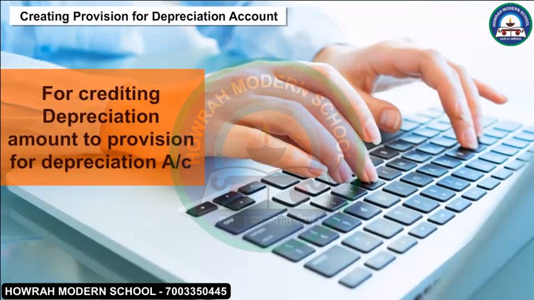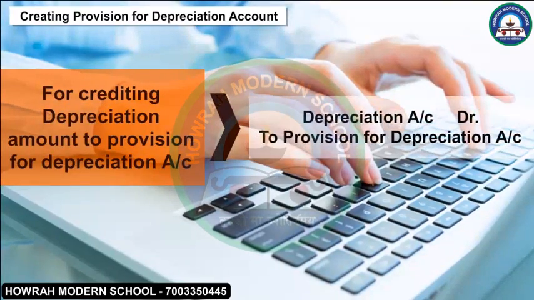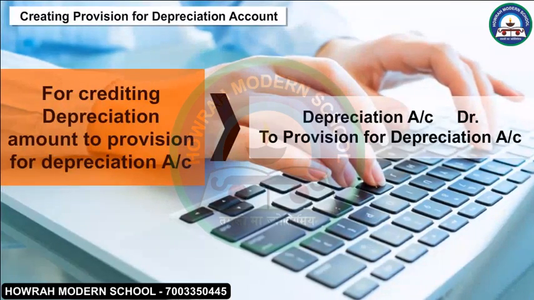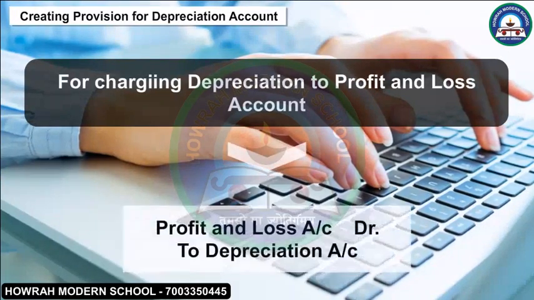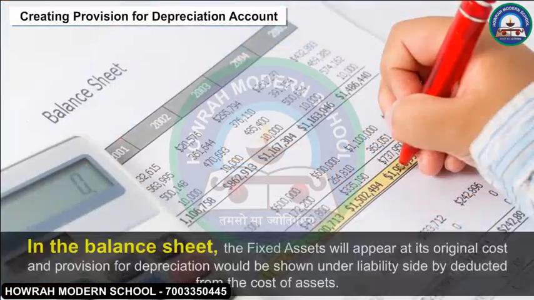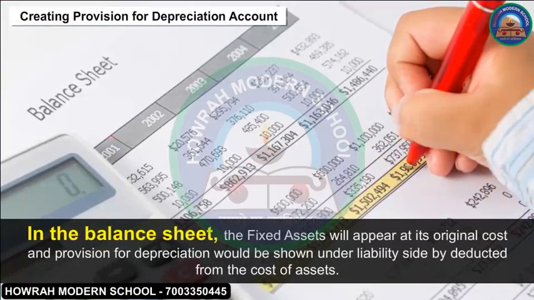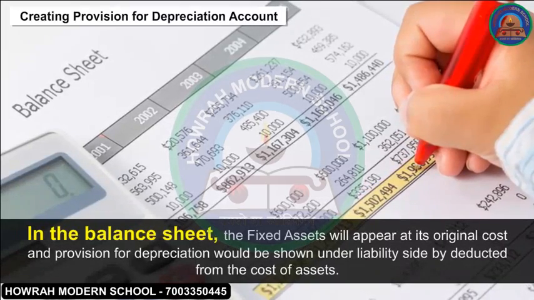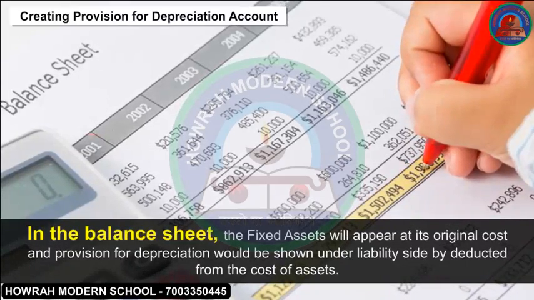For crediting depreciation amount to provision for depreciation account, debit to provision for depreciation account. For charging depreciation to profit and loss account, debit to depreciation account. In the balance sheet, the fixed assets will appear at its original cost and provision for depreciation would be shown under liability side, deducted from the cost of assets.